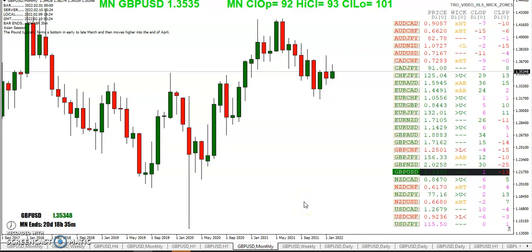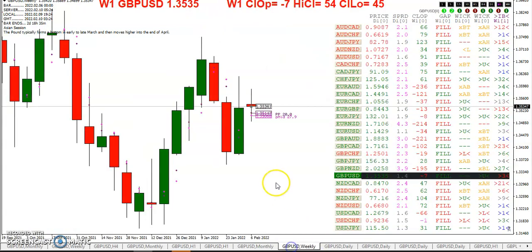So for the month, we're still green, 92 pips above the open, 93 pips off the high, and 101 off the low. As you can see here, we are right at the previous month's open, which is the yearly open. Technically, that open was 26, so we're a few pips above it, about 9, maybe 10 pips above it at most.